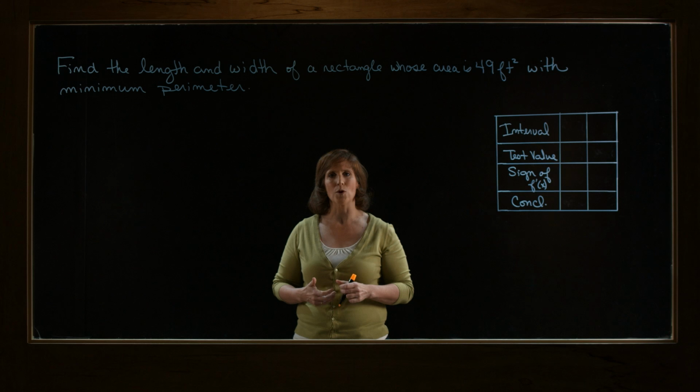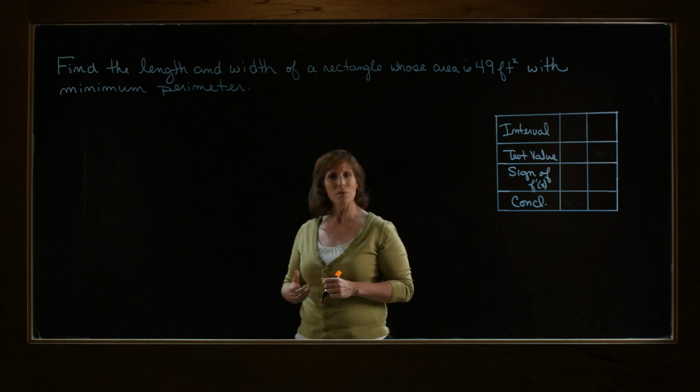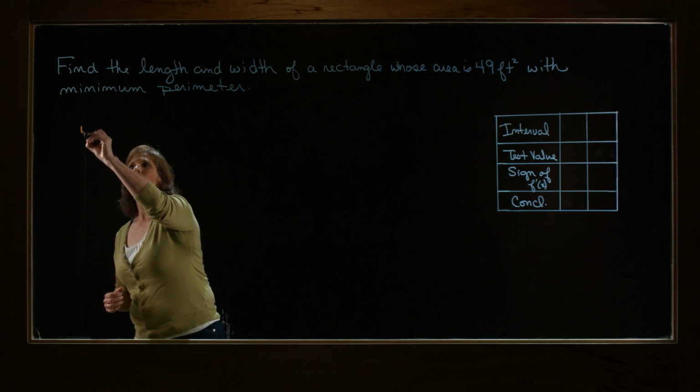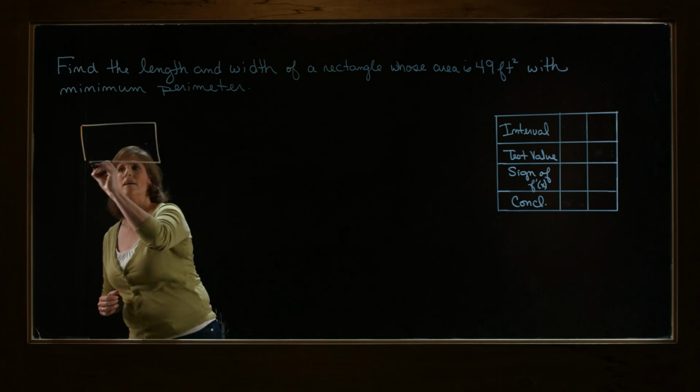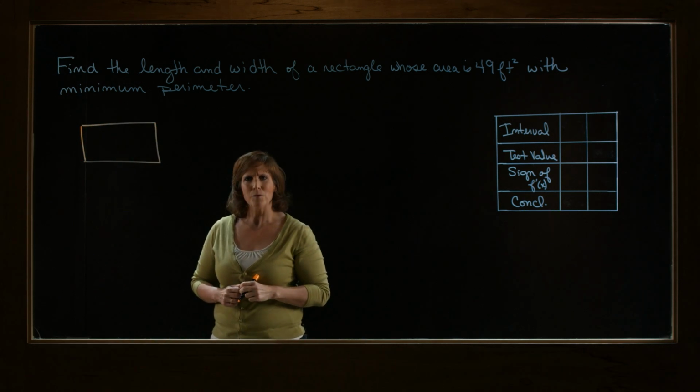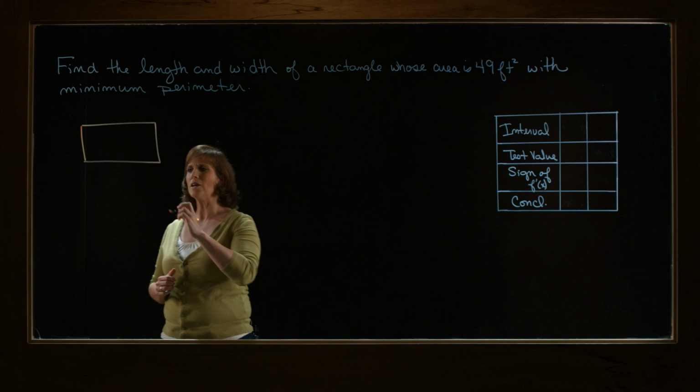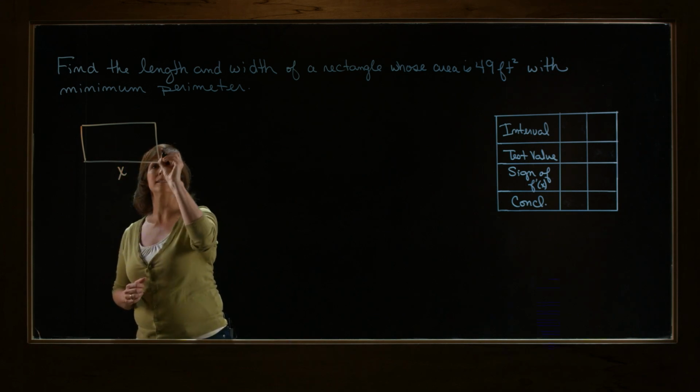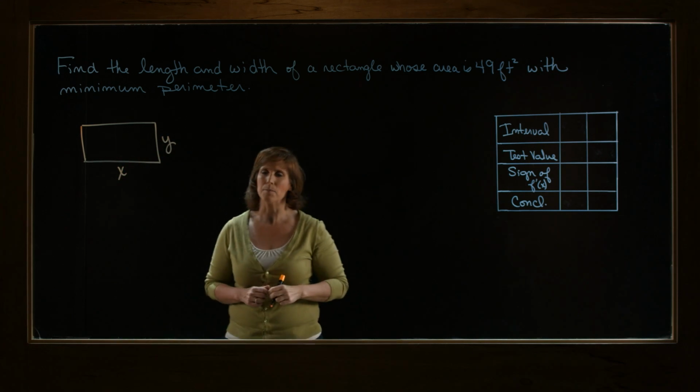And oftentimes in a word problem, the best way to begin is by drawing a picture. So let's see what we have. We're looking at a rectangle. And it's also helpful to assign some variables. So I'm going to go ahead and let the length be x and the width be y.